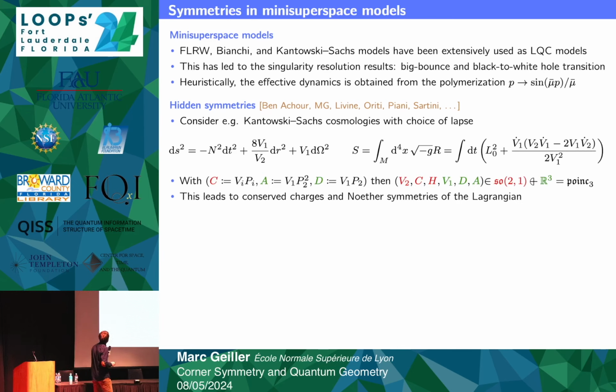And then if I skip all the details, the statement is that on the phase space of this theory, if you introduce the conjugate momenta p_i conjugate to the volumes V_i, you have to introduce some extra quantity. C is the generator of isotropic dilation on the phase space.